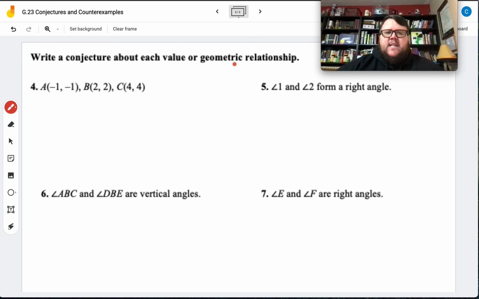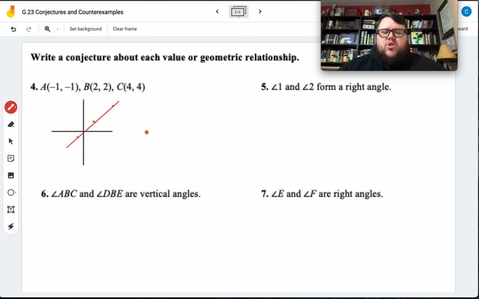Write a conjecture about each value or geometric relationship. So in this situation, you're actually going to want to graph these points. You don't have to do it so that it's perfect, but you want an idea. So if we were to plot these points, negative 1 would be right here, 2 would be here, and 4 would be here. So if I were to draw a line through these points, you could see that these points all line up.